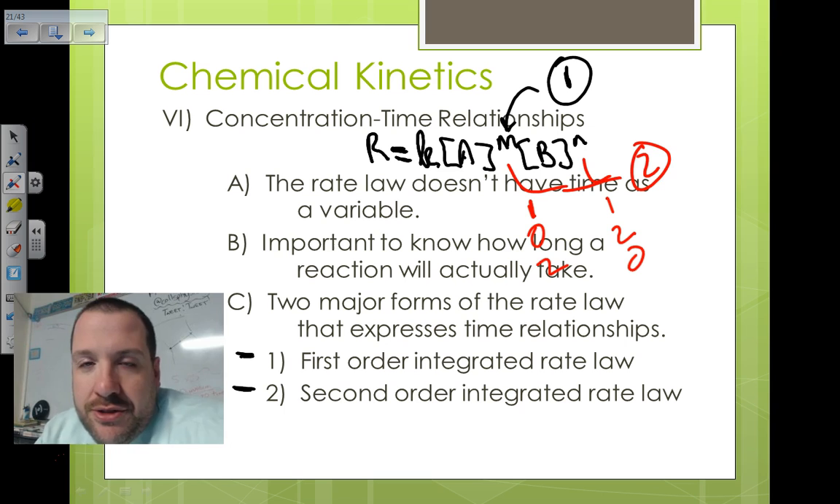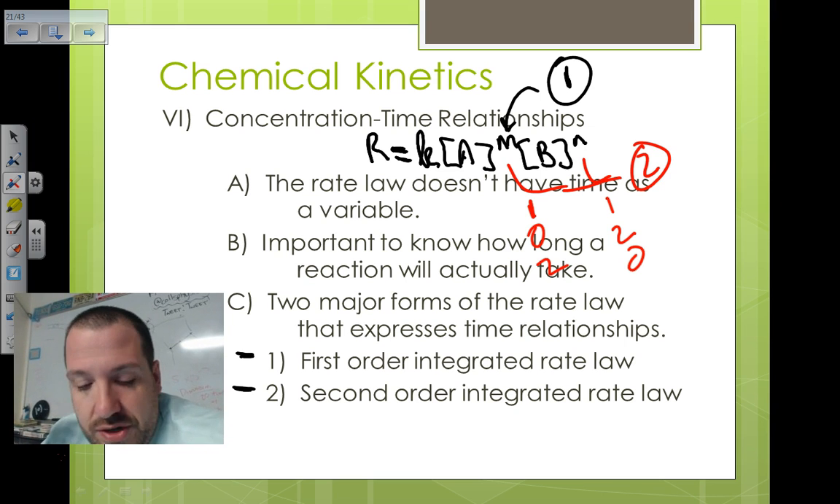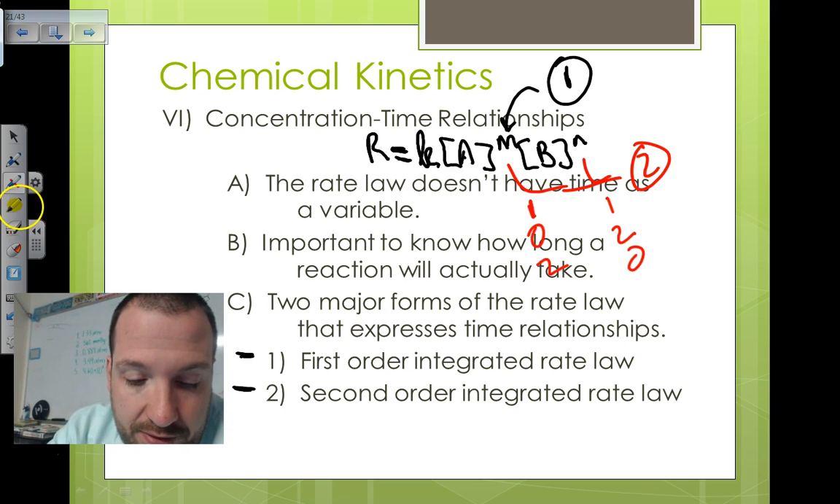Now, of course, there's third and fourth and fifth and sixth order rate laws, and there's even 0 order rate laws. But what we're going to do is really talk about just first and second order rate laws. Those are kind of the two big ones to get the point across.